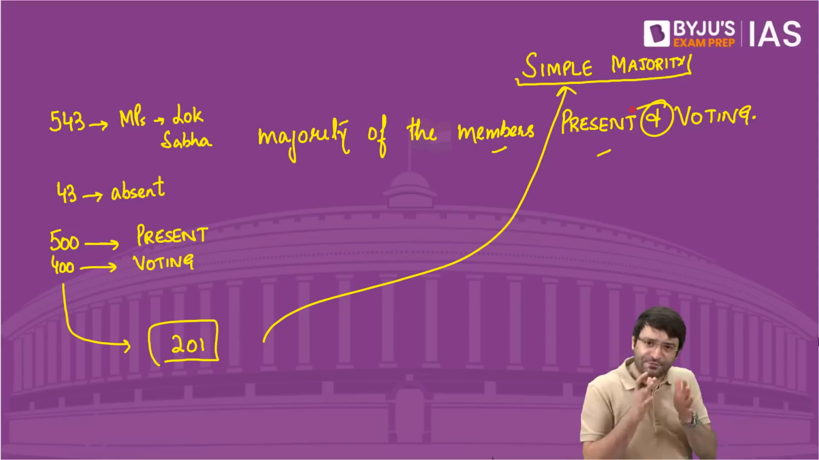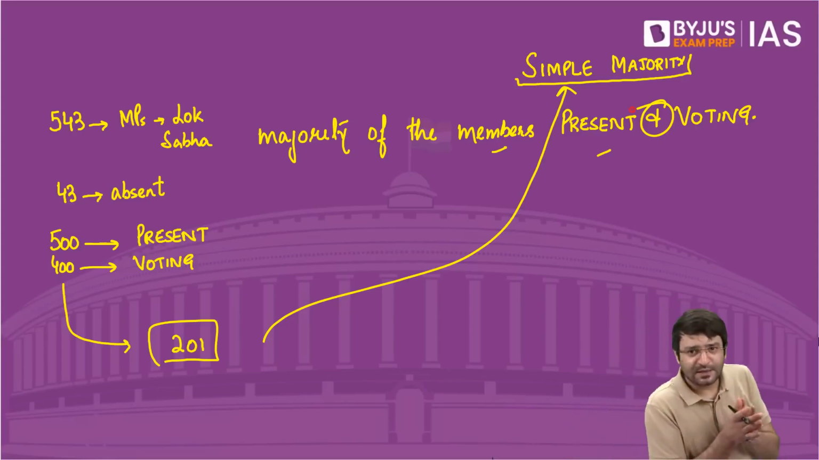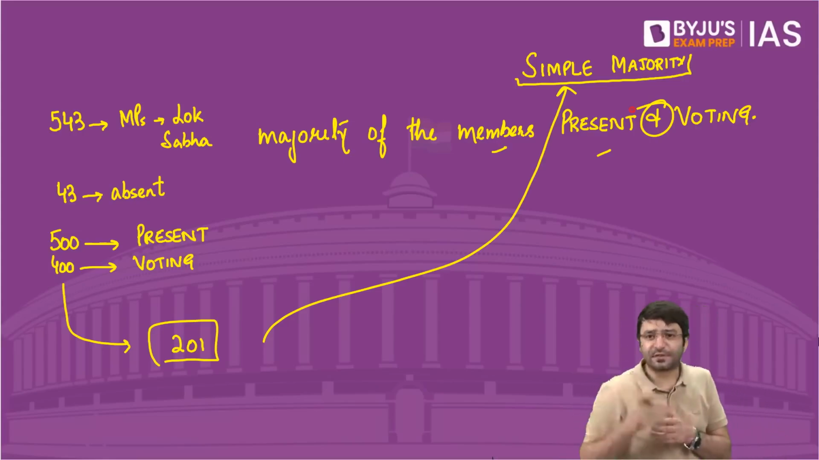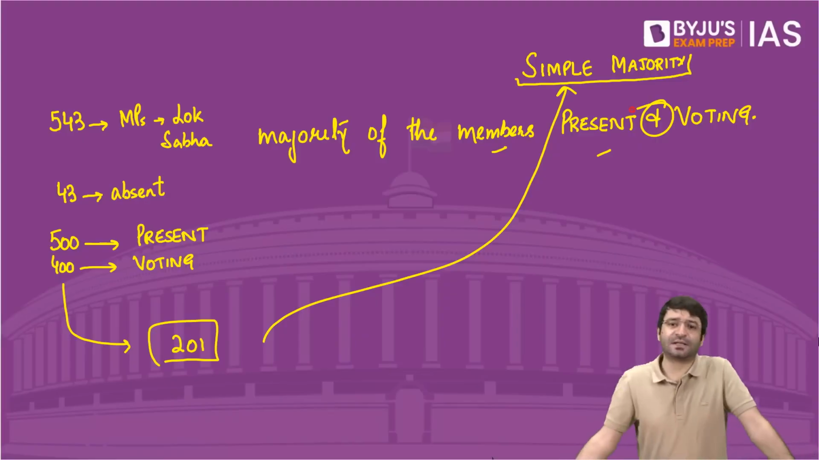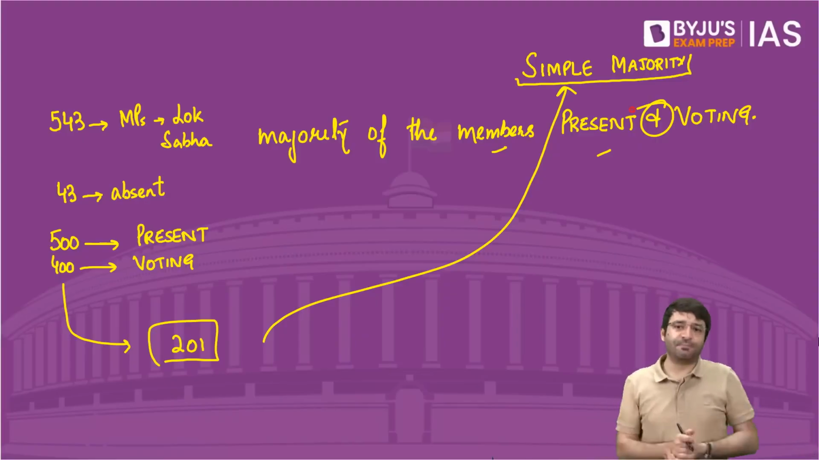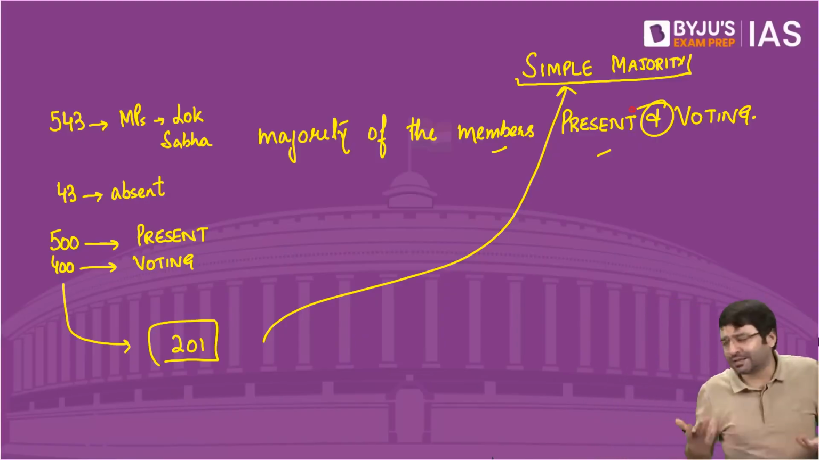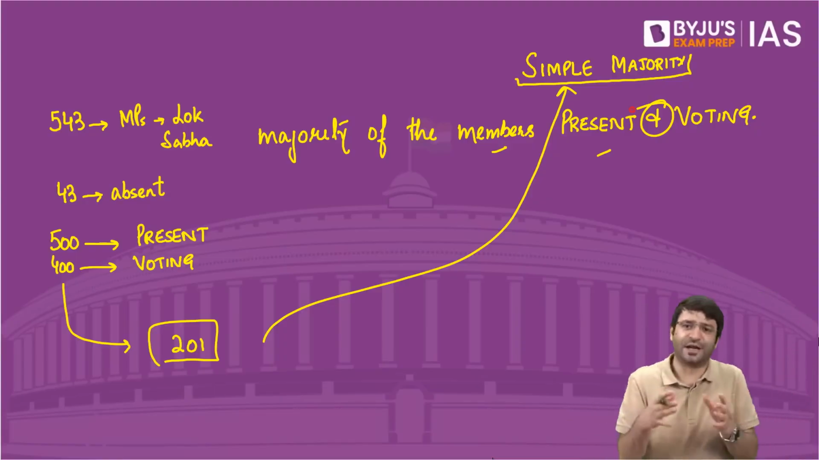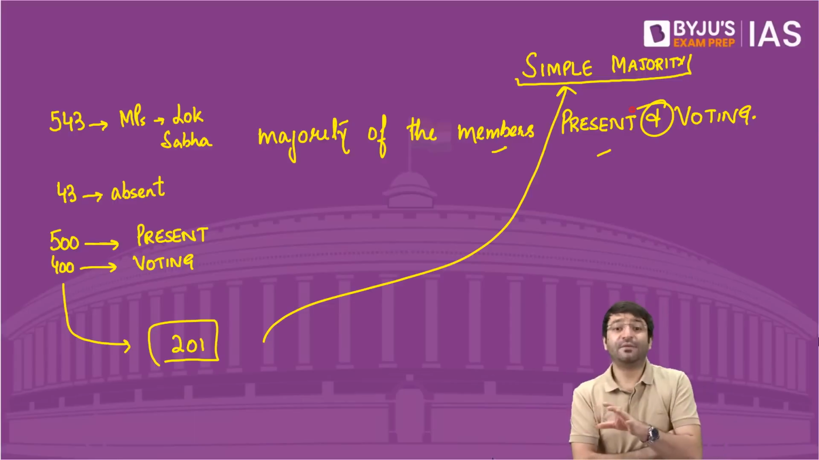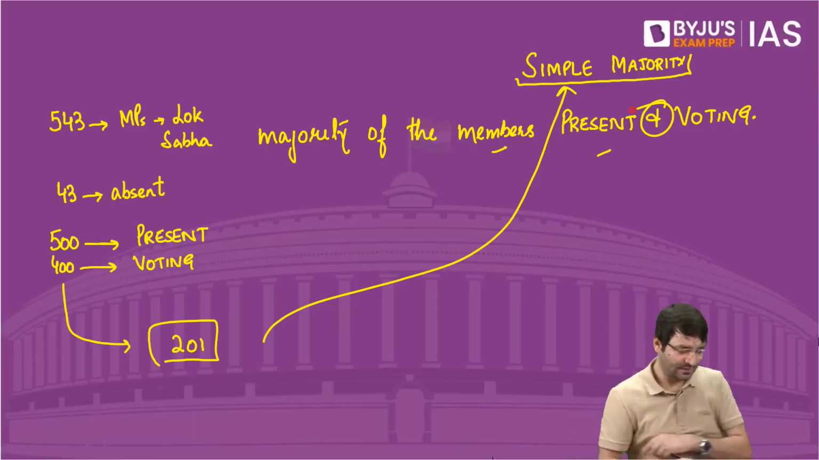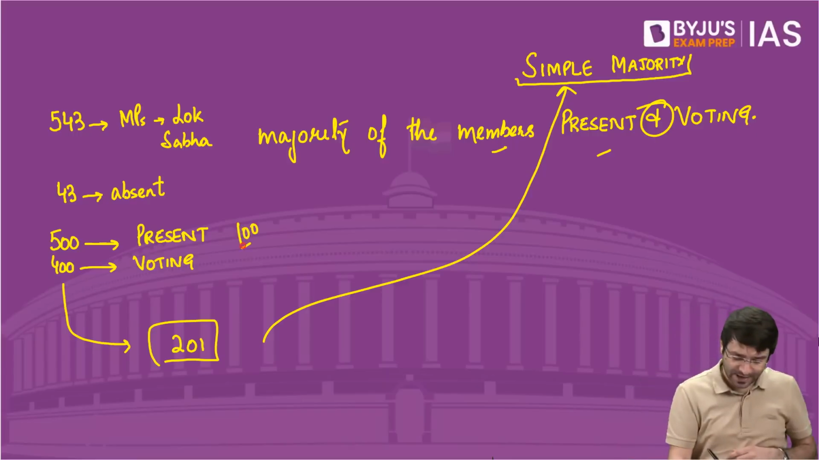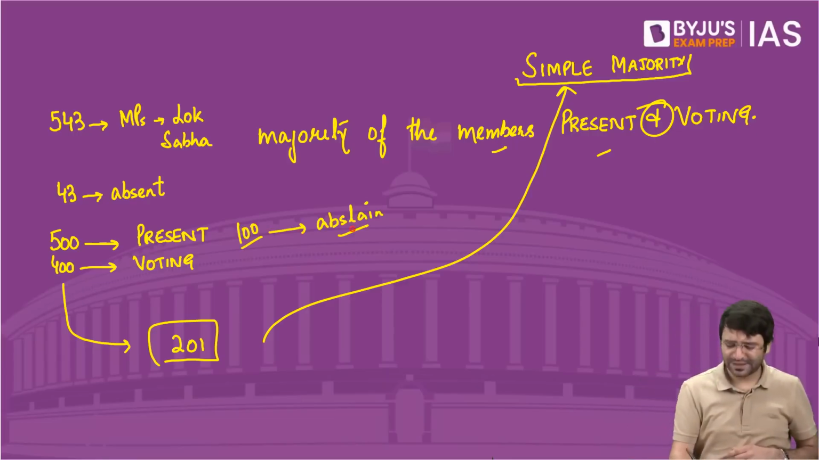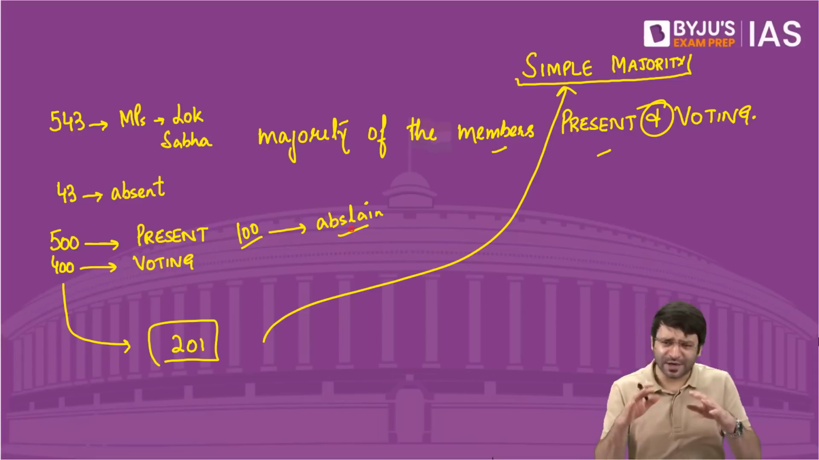If 543 is the strength of the Lok Sabha, 43 MPs are absent, 500 MPs are present, but out of these 500 MPs, 100 MPs say it doesn't matter to us whether Andhra Pradesh is divided or bifurcated or stays united. We will stay, we will abstain. These 100 MPs abstain from voting. And abstention is for another reason as well.